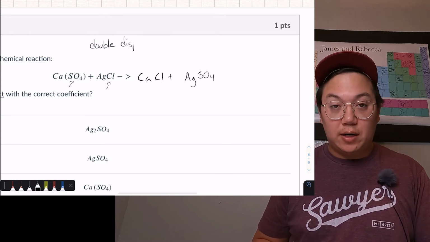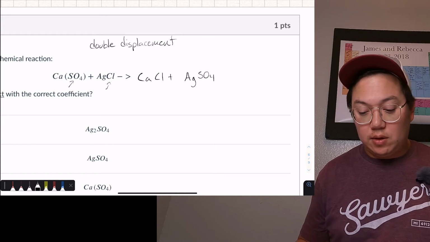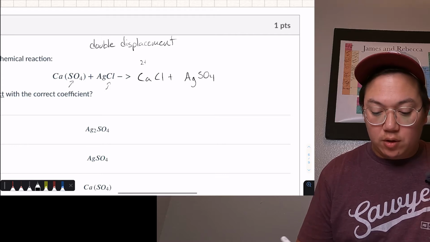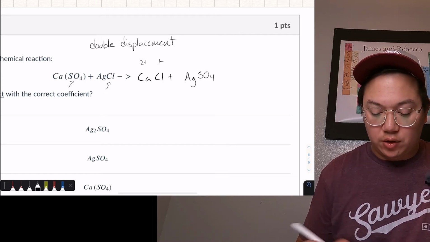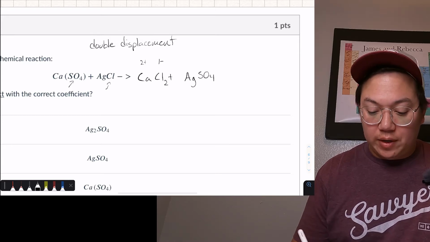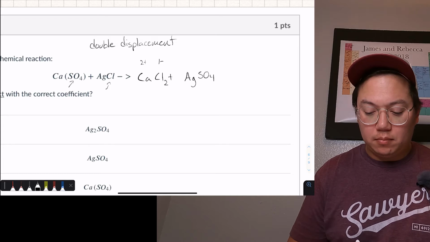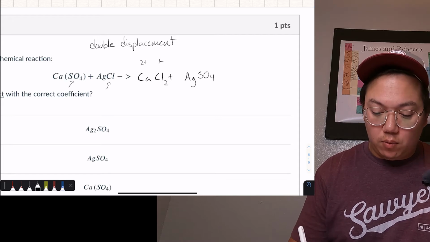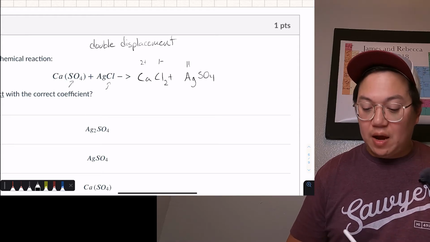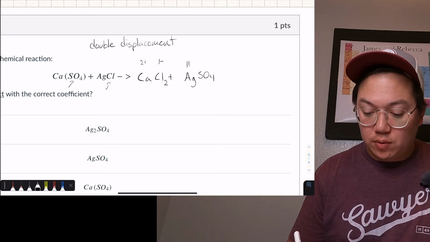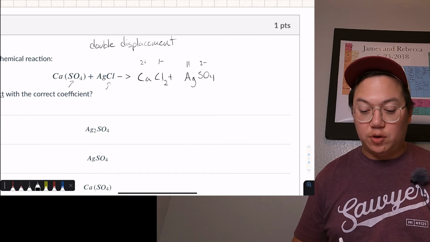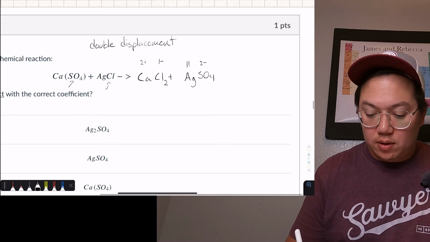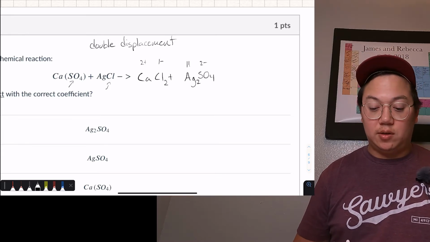This is a double displacement reaction. Now we need to balance these products. So calcium, as we know from the periodic table, has a 2+ charge, and chlorine from the periodic table has a 1- charge. So we're going to need 2 chlorines to balance the charge on calcium. For silver, we know silver has a 1+ charge, and then sulfate is one of the polyatomic ions, so that's going to be just one that you memorize. That's a 2- charge. So we need 2 silver atoms to balance out the charge on the sulfate. So we'll add a 2 subscript to silver.